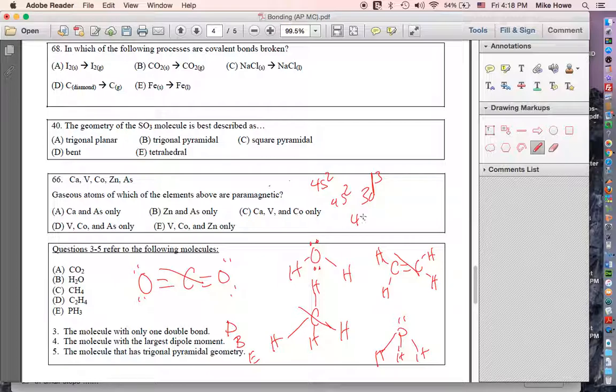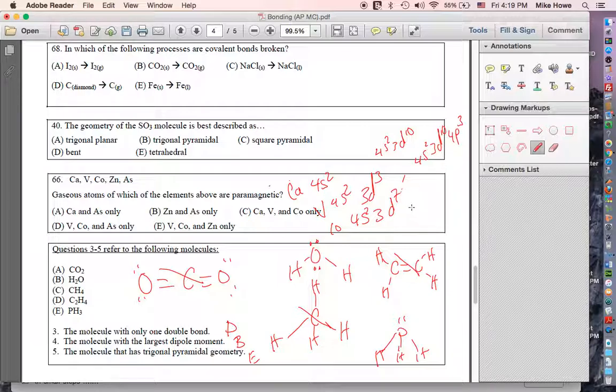Oh, let's do cobalt. So cobalt is 4s2, 3d7. Okay, I'm losing track of these. So it's calcium. This is vanadium. This is cobalt. Zinc is 4s2, 3d10. And arsenic is 4s2, 3d10, 4p3.